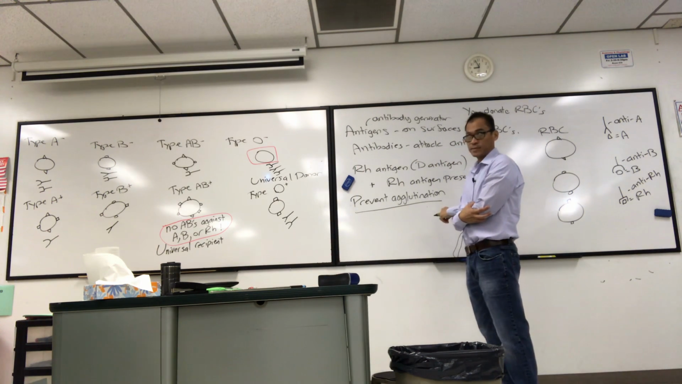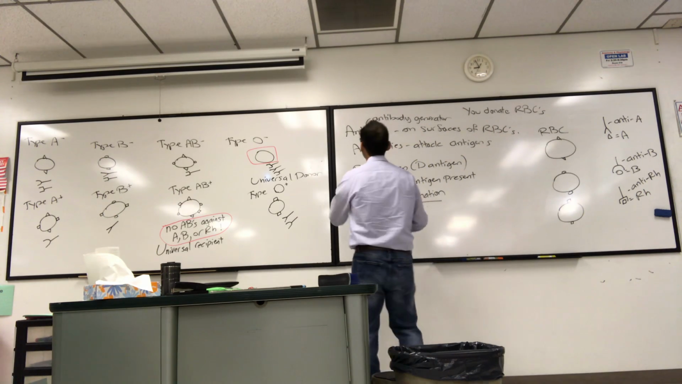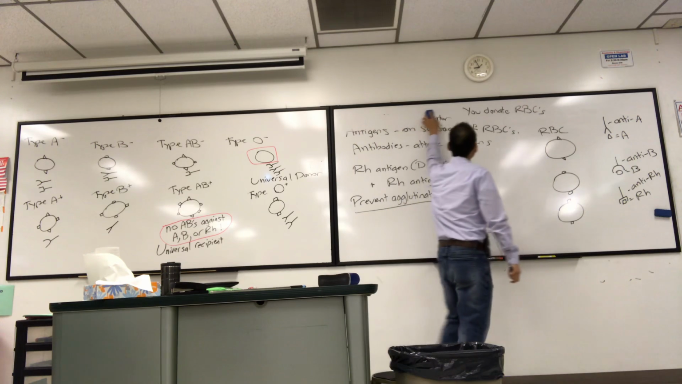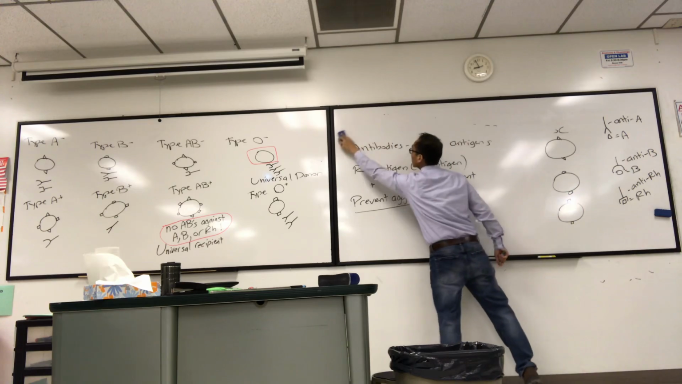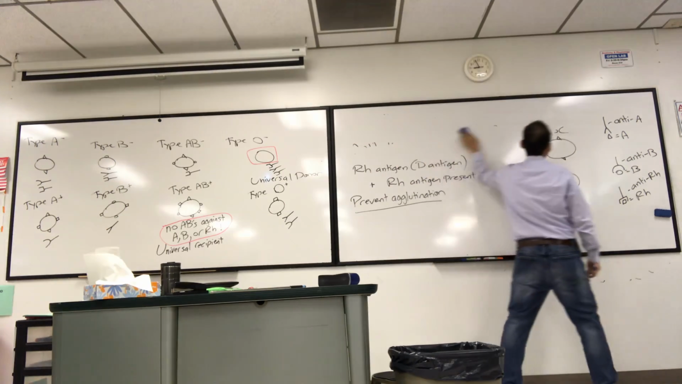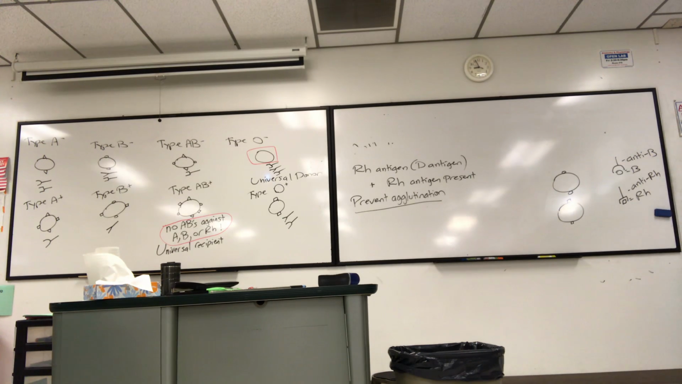Okay, so that's all the blood types. So then what do you do with this information? Professor, I don't understand why type O has antigen for Rh. Yeah, because O only means you don't have A or B. Doesn't refer to Rh. It's a different one, different set of antigens.